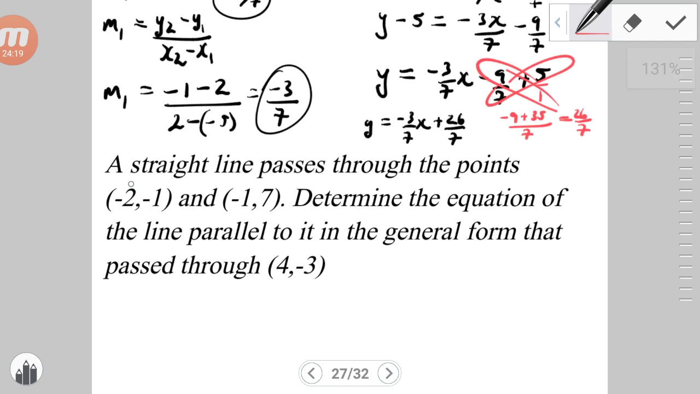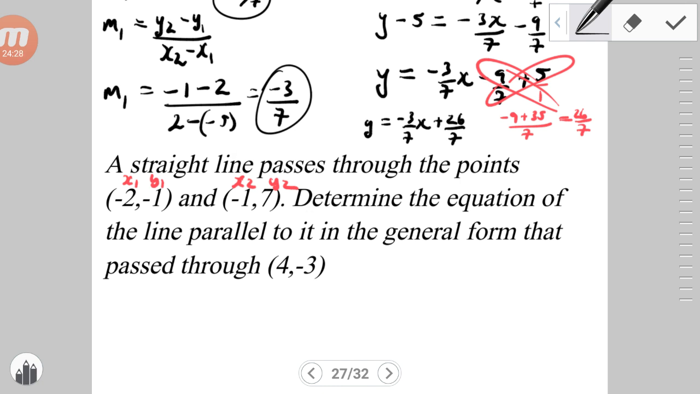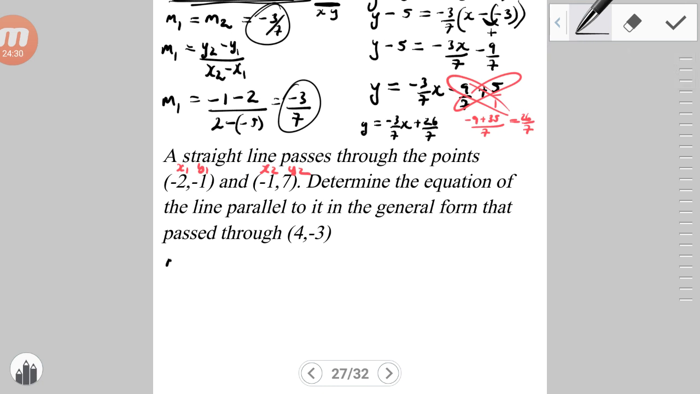We know that's the norm, so that's x1, y1, x2, y2, and now we are going to be finding the gradient because it was not provided. So m is equal to y2 minus y1 over x2 minus x1. Let's pump this in here. We're going to end up with m works out to be y2 is 7, take away y1 which is -1, over x2 which is -1, minus x1 which is -2.